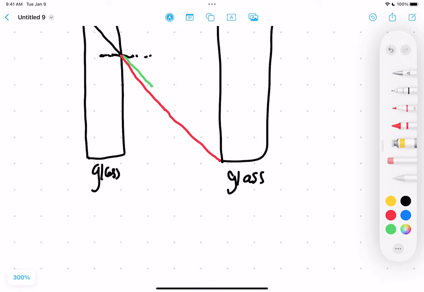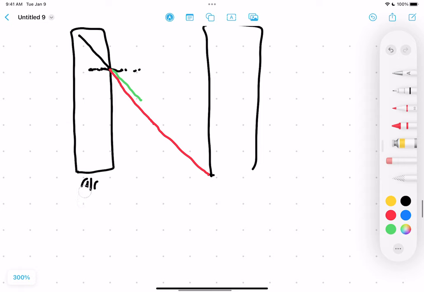I don't know why this is so stupid. I'm stupid, not the drawing. So let me, okay. I'm not an artist, guys.